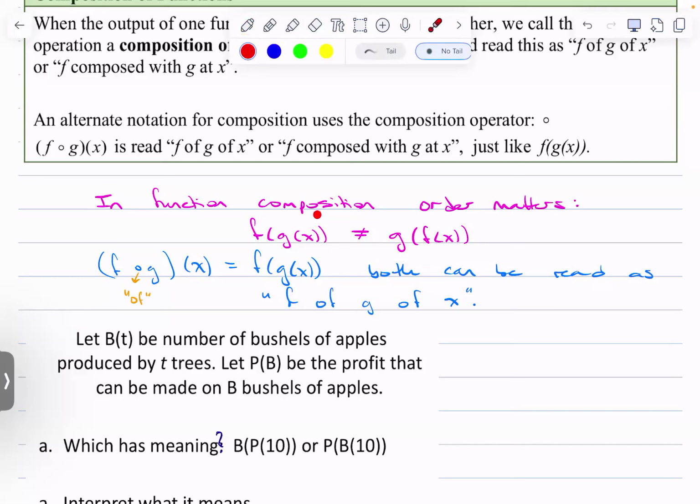What we'll see is in function composition, order matters, right? And so f of g of x is not going to be the same as g of f of x, which makes sense. If you have two different functions, if they're the same, yeah, they'll be the same, right? But usually we have two different functions, and g of x has a different output than f of x, and so I'm using different inputs into different functions. So just remember that they're not the same.